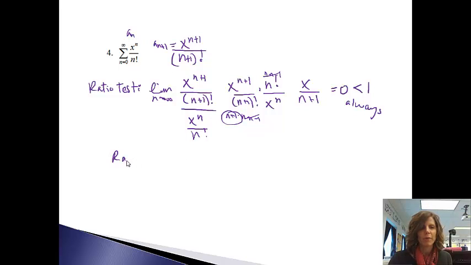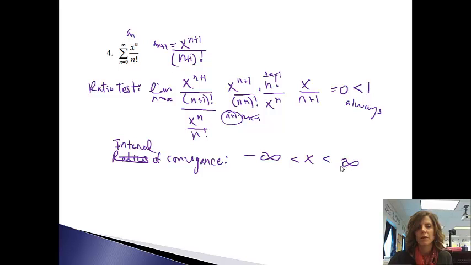So my radius of convergence, not my radius, my interval of convergence will be negative infinity to infinity. And we don't have to check endpoints, thank goodness. And then my radius, if we subtract those two from each other and divide by 2, guess what? We will still get infinity. So that would be my radius. So hopefully now you can check the interval of convergence for a power series.